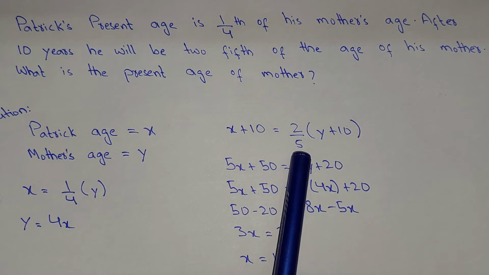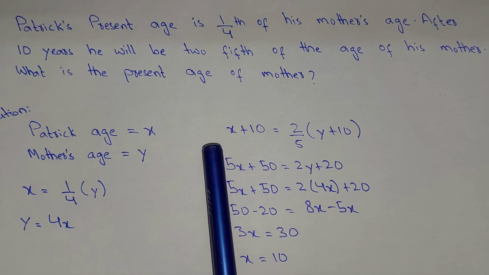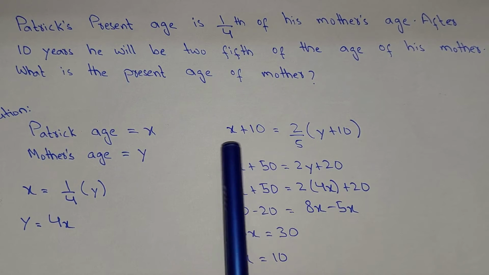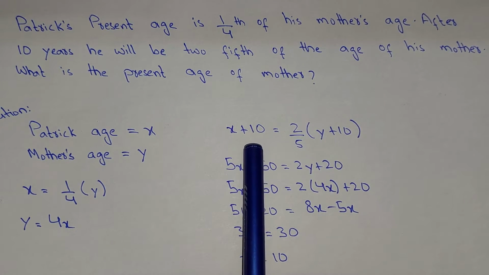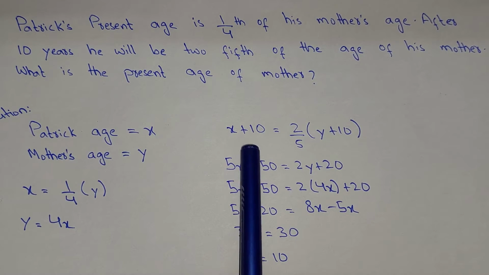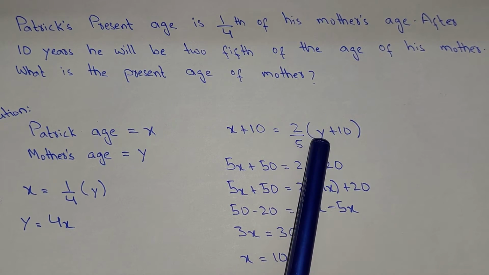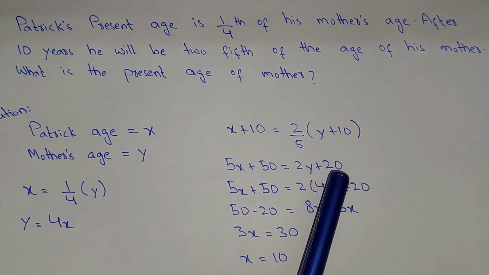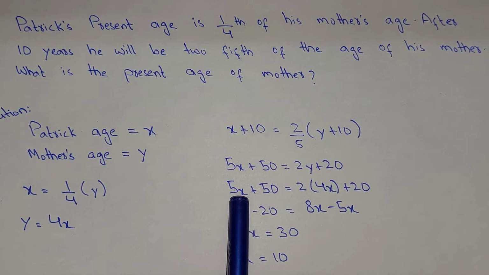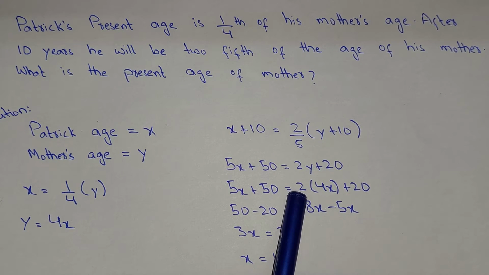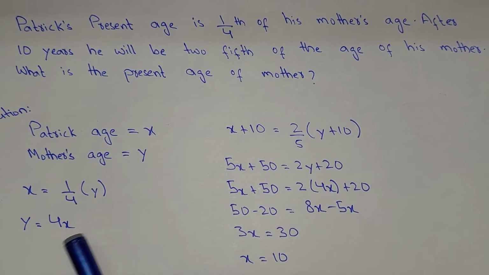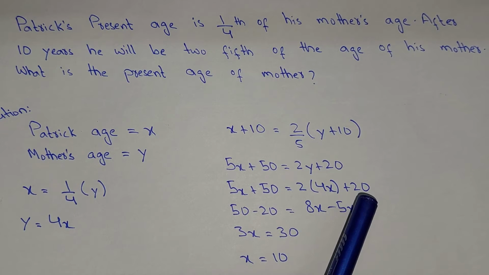Bring this 5 to the left hand side, in the numerator, and multiply it with this. So that will be 5X plus 5 into 10, that will be 50. So 5X plus 50 equals 2 into Y plus 2 into 10, that will be 20. So 5X plus 50 equals 2 into, we know that the value of Y is 4X, so 2 into 4X plus 20.